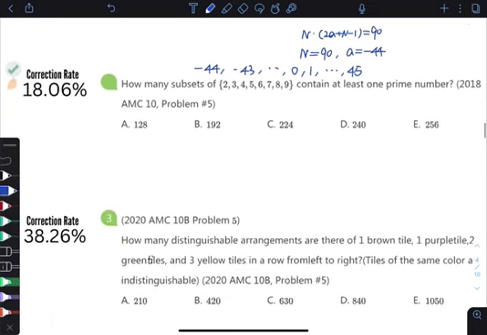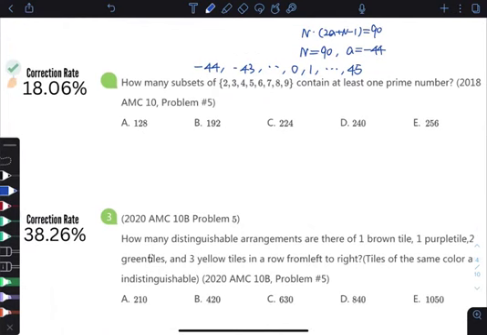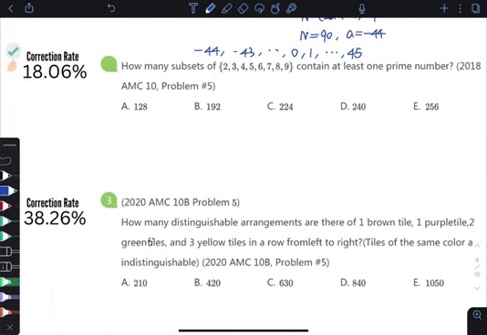Okay, let's move on. Question number 2. How many subsets of 2, 3, 4, 5 until 9 contain at least one prime number? First of all, if you never learned about algebra 2, I might explain a little bit about what a set is and what a subset is.